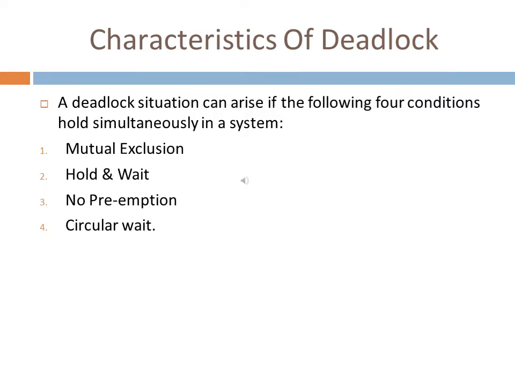Some characteristics of a deadlock. A deadlock situation can arise if the following four conditions hold simultaneously in a system. The first is mutual exclusion. A resource can only be shared in a mutually exclusive manner. It implies that two processes cannot use the same resource at the same time.